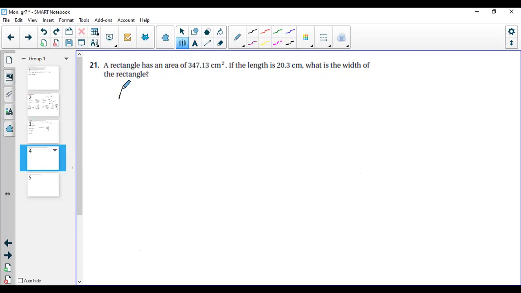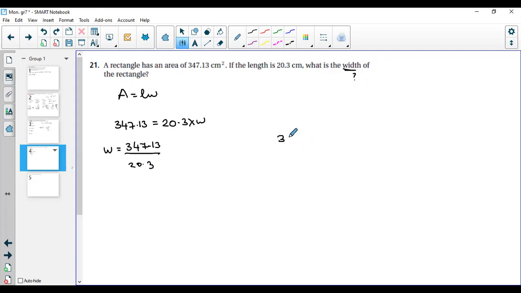So first always start by writing the formula. Area is equal to length multiplied by the width. Here they have given the length, so you use LW. If not, you can use BH. So area is 347.13 equals, the length is 20.3 multiplied by W, because what is the width? We have to find the width. Now you know 20.3 multiplied by W will give you 20.3 W. So to remove the W from there, we need to do the opposite: 347.13 divided by 20.3. I know it's a big number, but we have to do it.